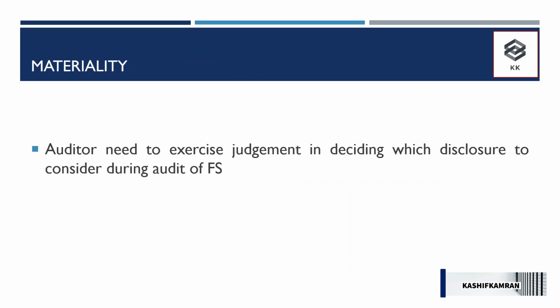Number one, materiality. We know auditor needs to exercise judgment in deciding which disclosures to consider during the course of audit, and that exercising of judgment is very important. That will vary from a company to company, from a listed company to a non-listed company, from a small company to a large company, from a new audit client to a recurring client. So auditor needs to exercise a careful judgment which disclosures to audit.